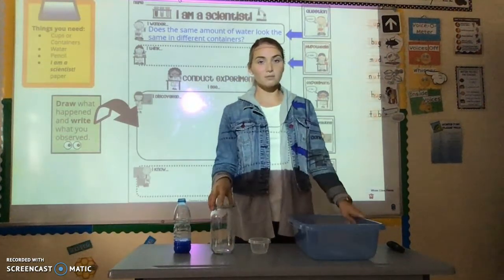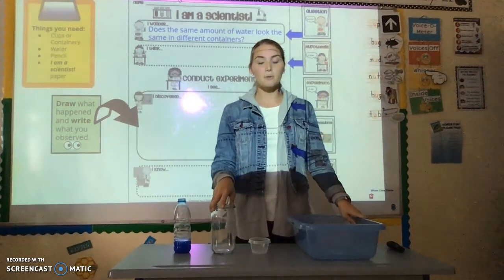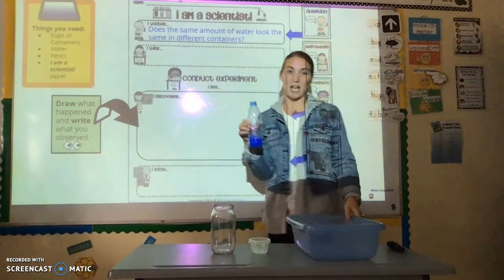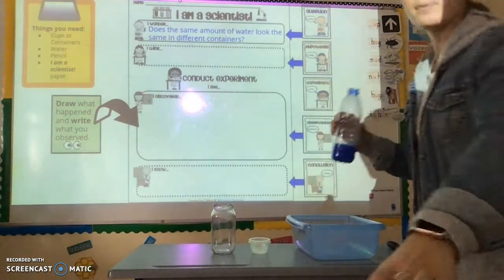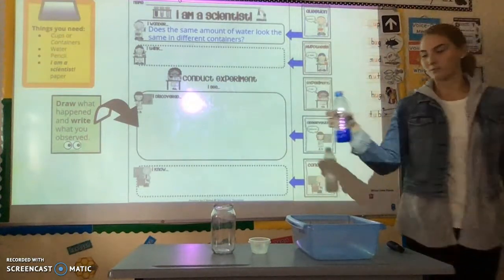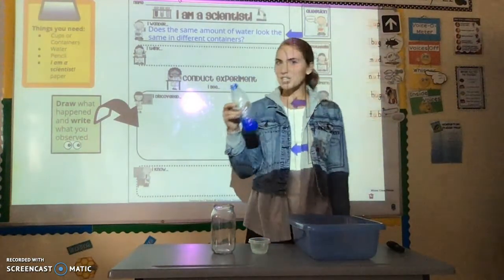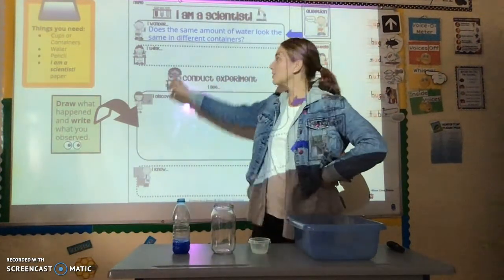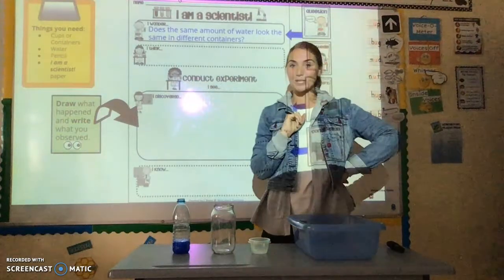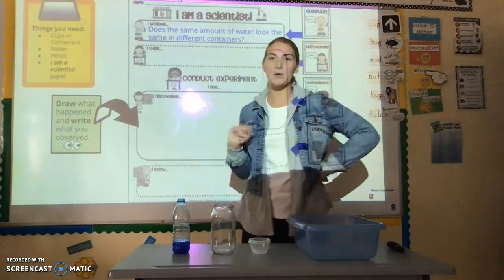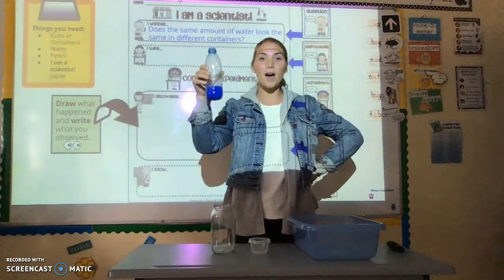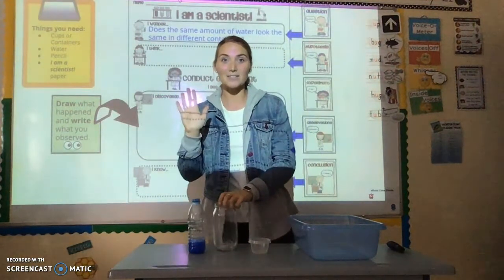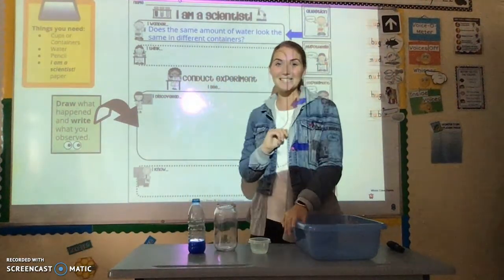Will it change? What do you think will happen when I pour my water into different shaped containers? Will it keep its same shape? Will it change colors? Will it change size? What's going to happen? It's your turn to write your hypothesis, boys and girls. What do you think will happen when I pour the water into a different container? Pause the video and write your sentence.